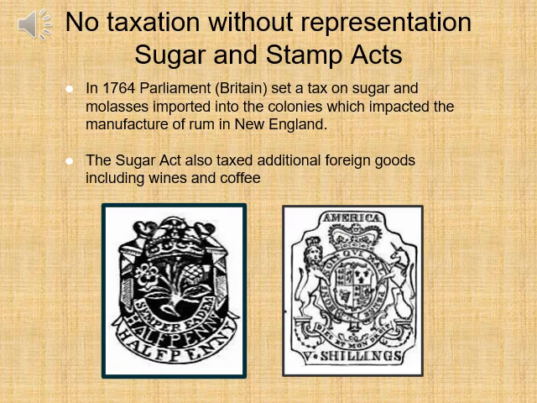And taxation without representation became one of the main launching points for the American Revolution, when in 1764 Parliament in Britain set a tax on sugar and molasses imported into the colonies, which impacted the manufacture of rum, among other things, in New England. The Sugar Act also taxed additional foreign goods, including wines and coffee.